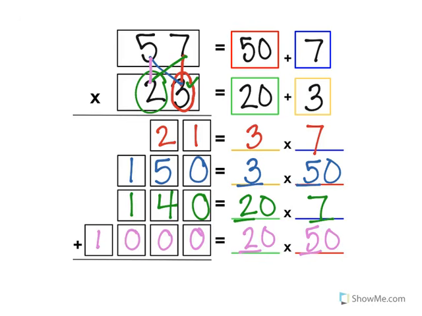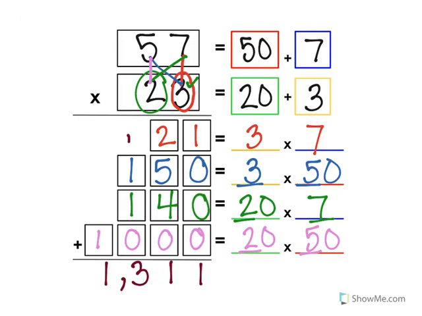Lastly, we have to add together all 4 partial products. I get a 1. I get 2 plus 5 is 7, plus 4 more is 11, so I have to regroup. 1 plus 1 plus 1 gives me 3, and 1 plus nothing gives me 1. So that gives me a final answer of 1,311.